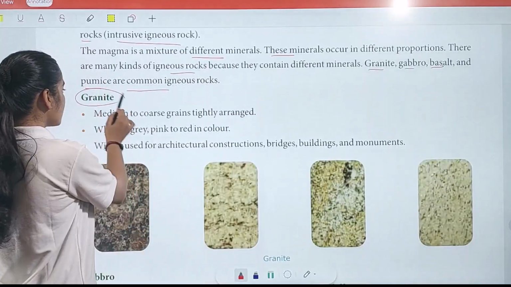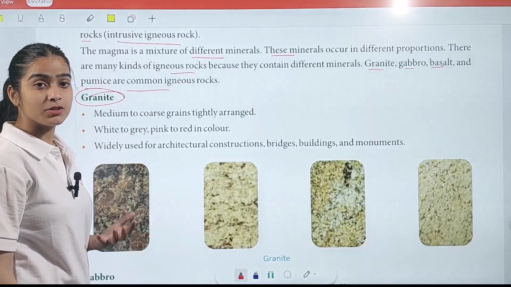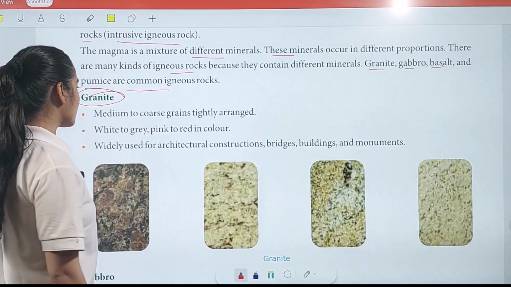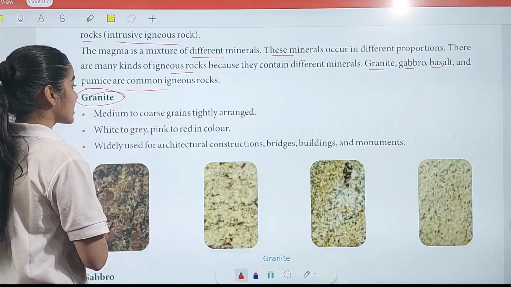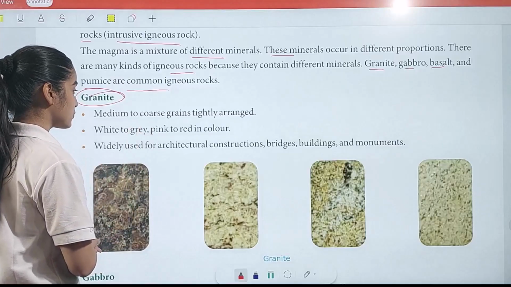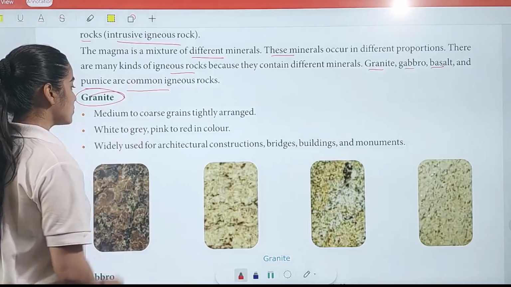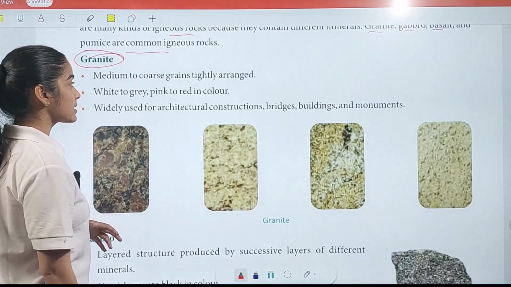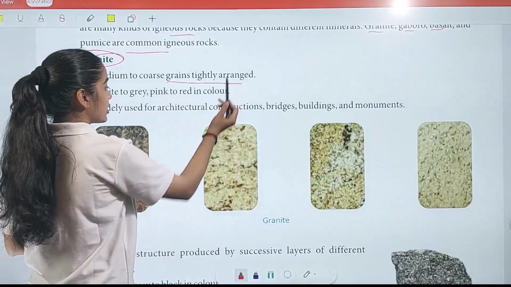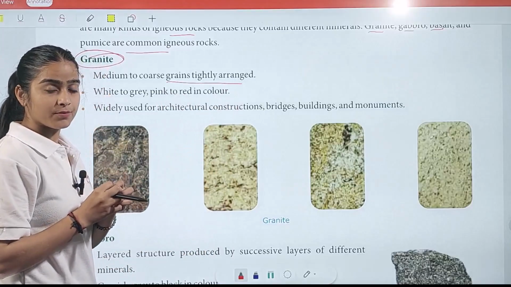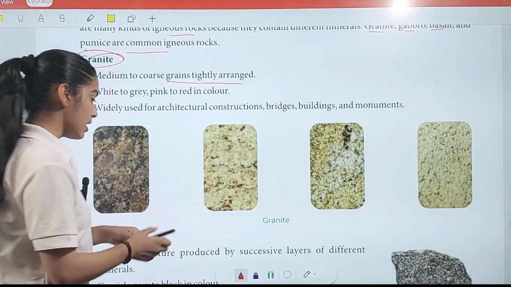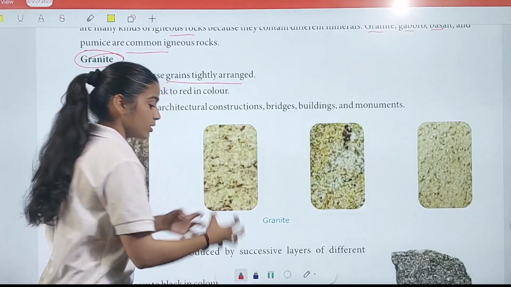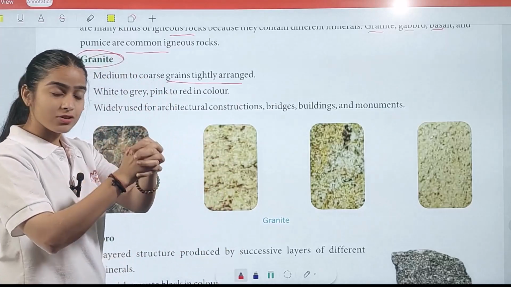Next, we are going to learn about granite in detail, which is one kind of igneous rock. It has medium to coarse grains, tightly arranged, and is white to gray, pink to red in color. It is widely used for architectural construction, bridges, buildings, and monuments. The grains are tightly arranged, so it is very tough, because if there is a strong connection between the particles, it becomes solid and strong.